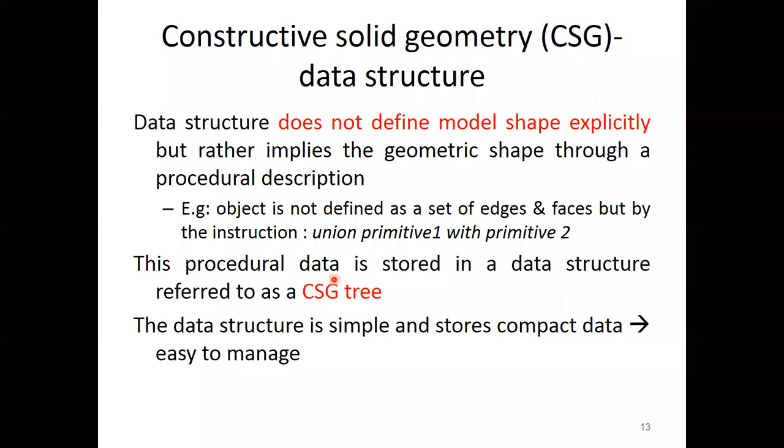As for data structure, explicit shape is not saved in a CSG system. What it will save is primitives, the primitive structures: what primitives we are using for generating the solid, and the set of Boolean operations. Primitives and Boolean operations are both stored separately, in a tree-like structure. That is the data storage of a CSG system.